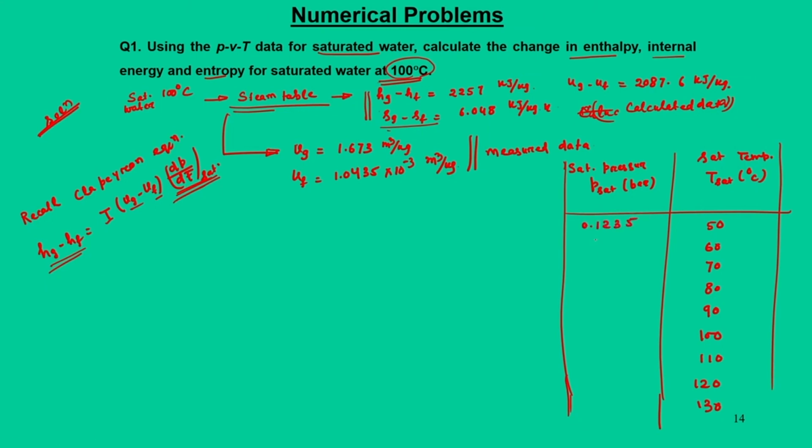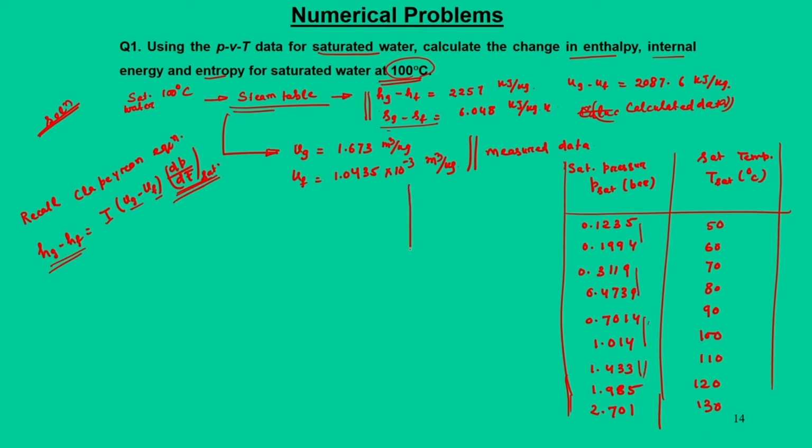At 50 degrees we have 0.1235, then at 60 degree centigrade 0.1994, at 70 degree 0.3119, at 80 degree 0.4739, at 90 degree 0.7014, at 100 degree 1.014, at 110, 1.433, at 120, 1.985, and at 130, 2.701.